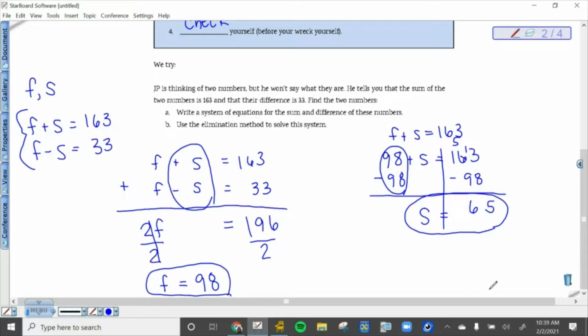So what I want to do now is just check. I just want to check myself. So 98 plus 65 should equal 163. I'm going to check that. And then I'm also going to check that 98 minus 65 equals 33. So let's check both of those things.